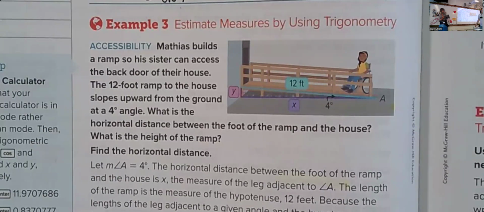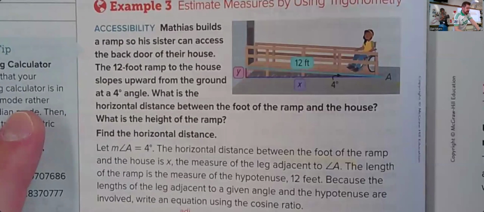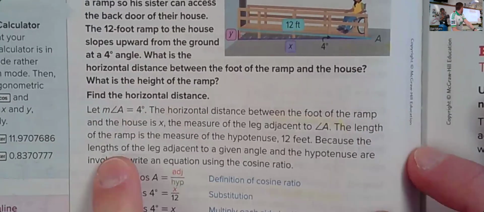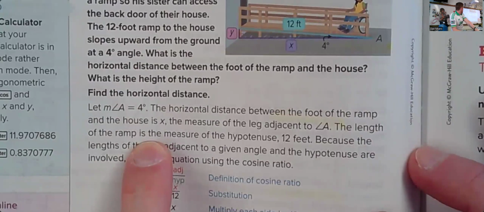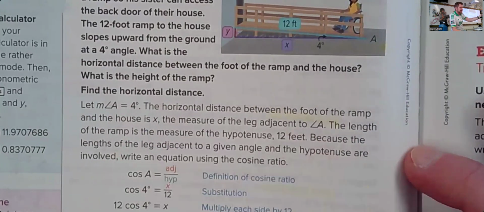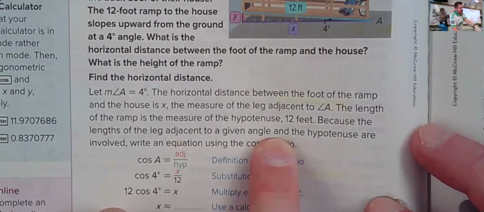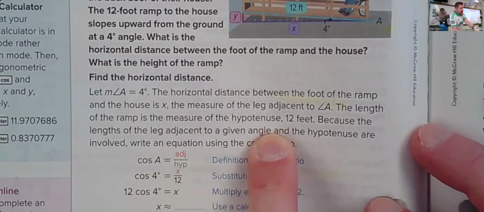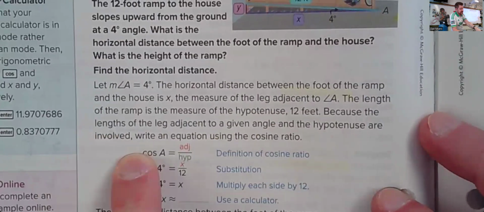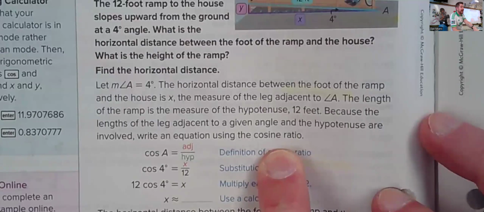So let's read through the process here. It's going to do the horizontal distance first. So it says the measure of angle A is 4 degrees. The horizontal distance between the ramp and the house is x, which is the measure of the leg that is adjacent to A. So x is next to angle A, that 4-degree angle. The length of the ramp is the measure of the hypotenuse, which is 12. Because the length of the adjacent is given and the hypotenuse is involved, we're going to write an equation using cosine in order to solve for x.